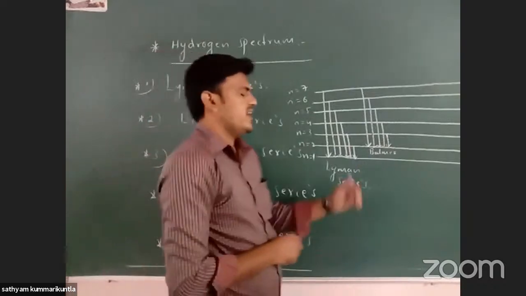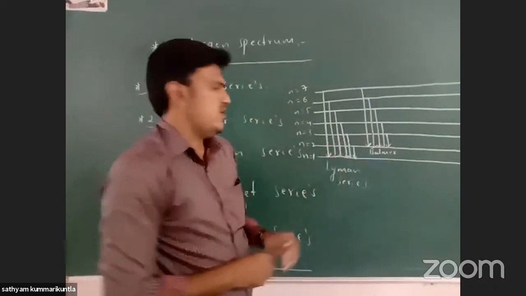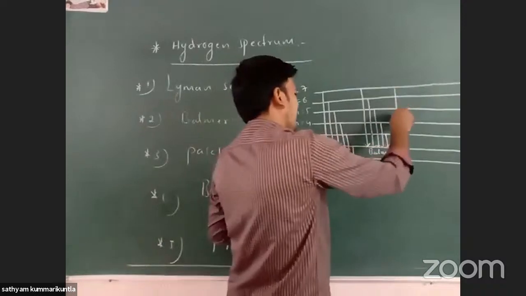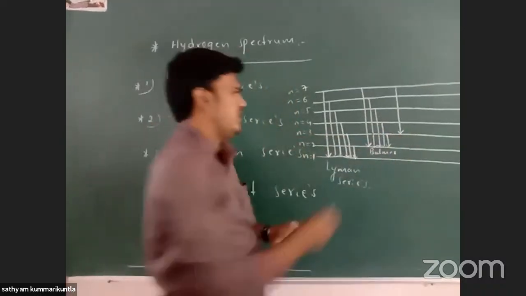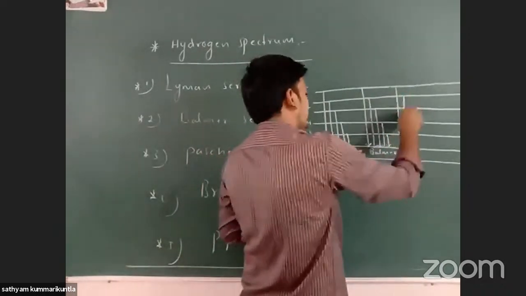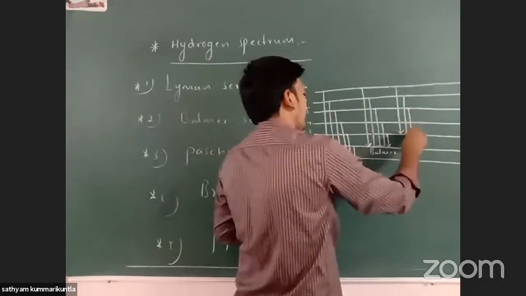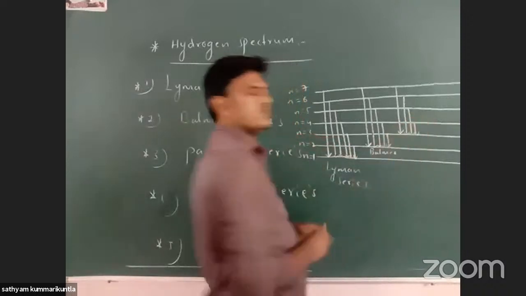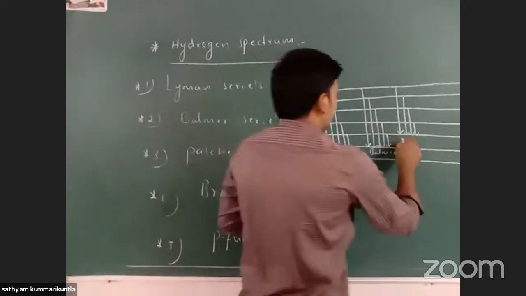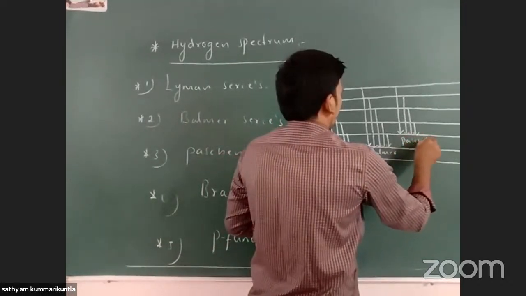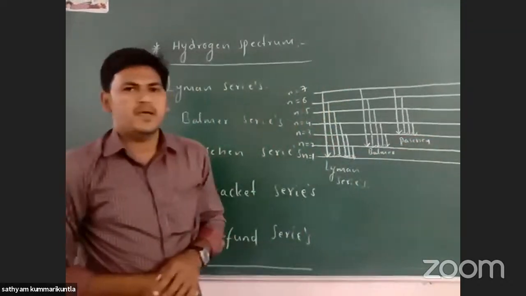Next one, the transition of an electron from any higher orbit level to n equals 3 produces, that means 7 to 3, 6 to 3, 5 to 3, 4 to 3. So first one Lyman, Balmer. Next, Paschen. So we say Paschen series.